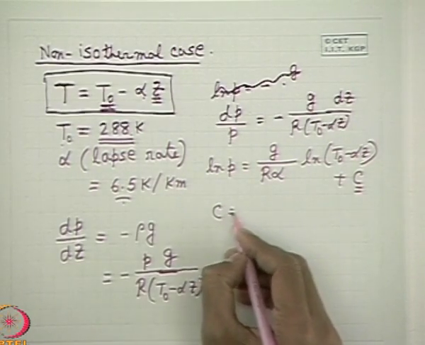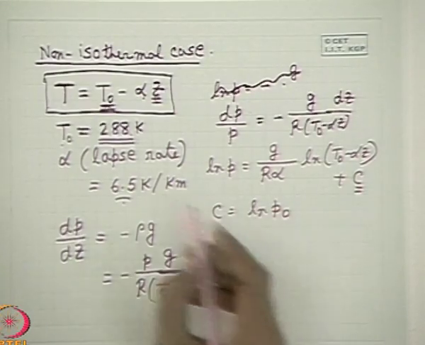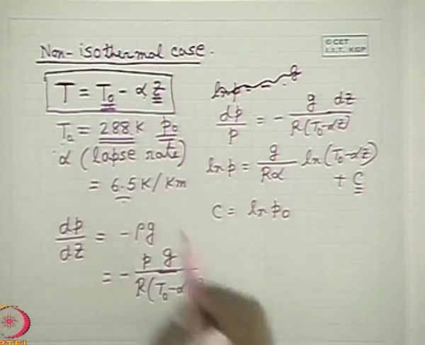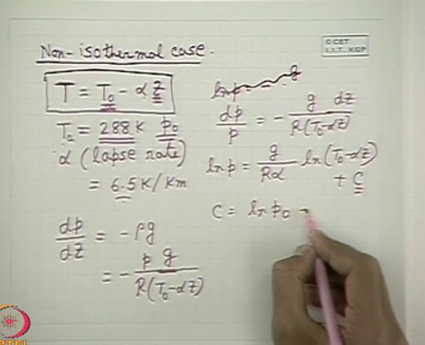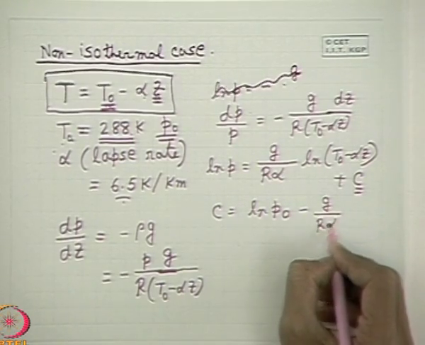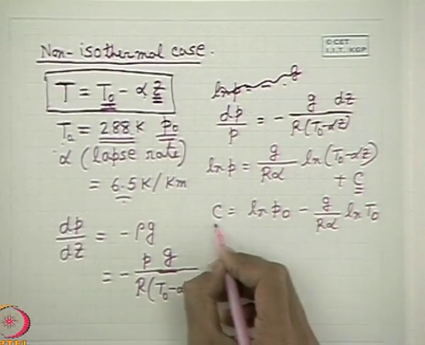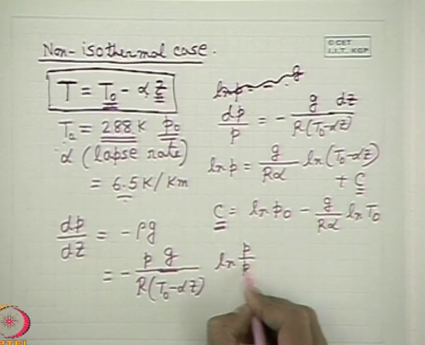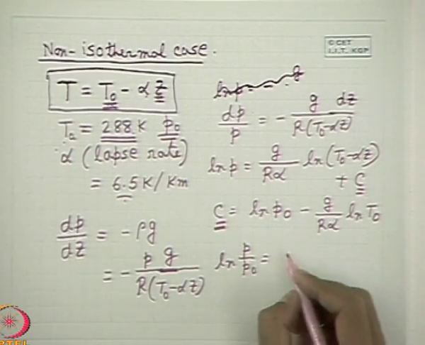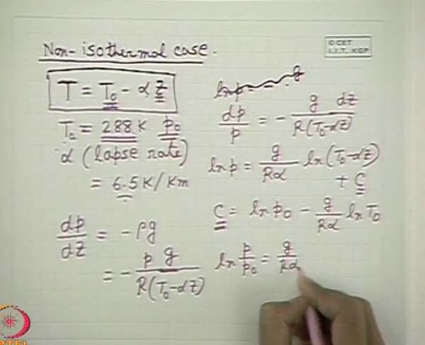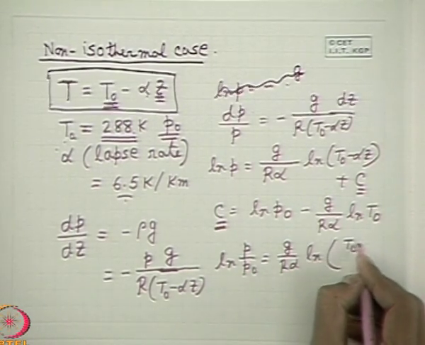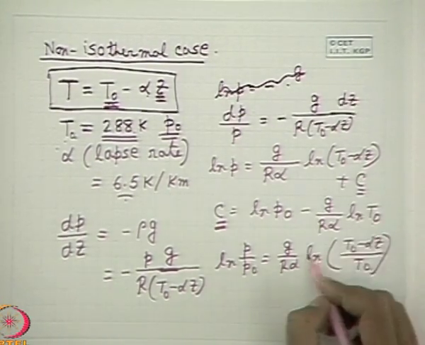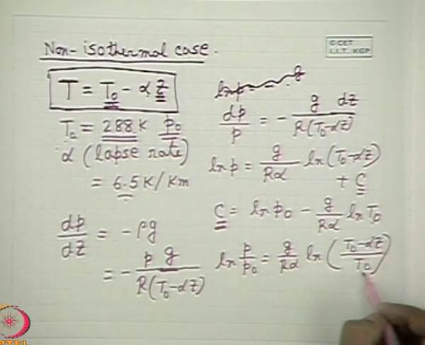That means I can write C is equal to ln P0. If we consider P0 is the atmospheric pressure at sea level corresponding to T0 and Z is equal to 0, then I can simply write C is equal to minus g by R alpha ln T0. So, if I substitute this value of C here, then I get a simple expression: ln P by P0 is g by R alpha ln T0 minus alpha Z minus ln T0. I take ln T0 inside, ln this minus ln this is ln this by this, that means T0 minus alpha Z by T0.